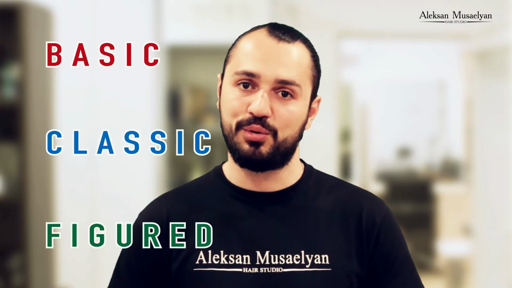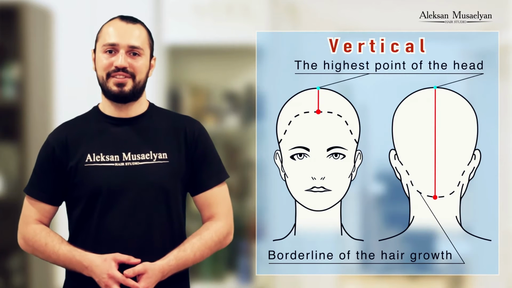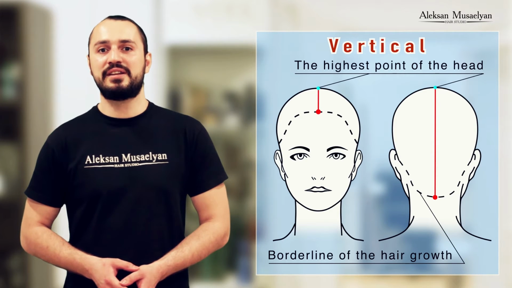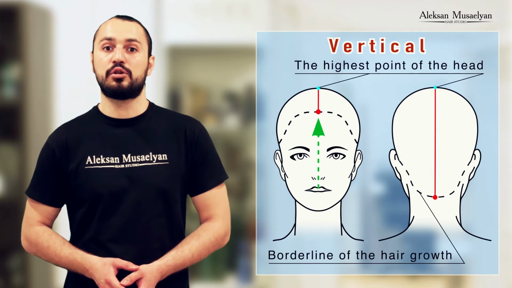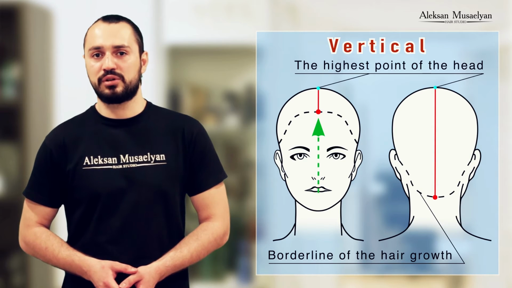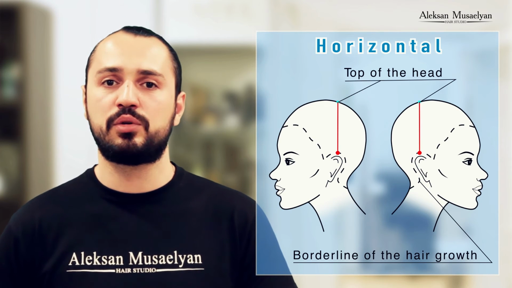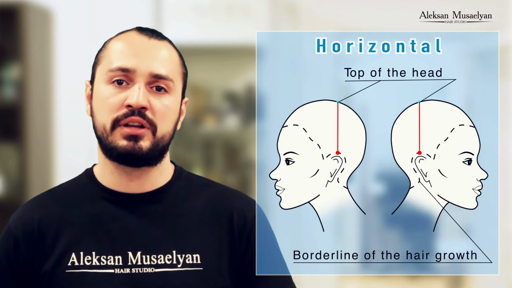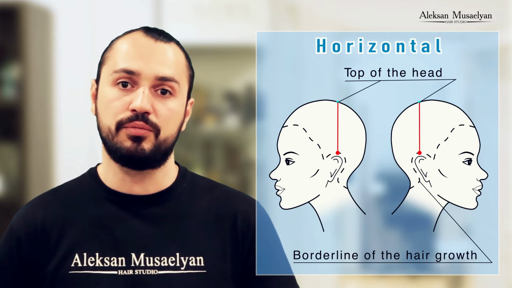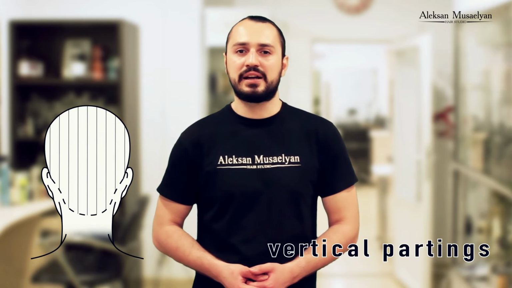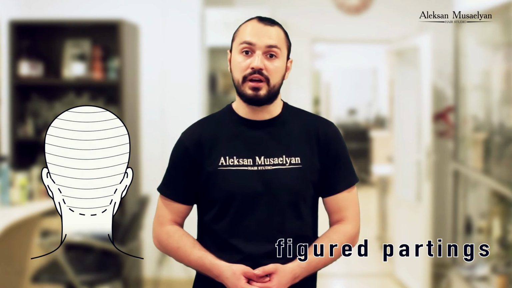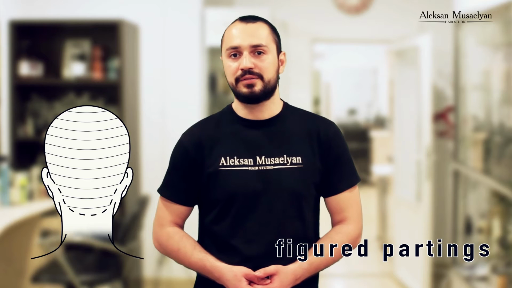The partings are divided into basic, classic, and figured. The basic partings, vertical, goes from the center of the borderline of the hair growth frontal zone through the highest point of the head to the boundary of the hair growth lower occipital zone. Horizontal extends from the ear top of the one side through the highest point of the head or top to the second ear. All other partings like horizontal, vertical, diagonal, radial, and figured are performed relatively to the main.